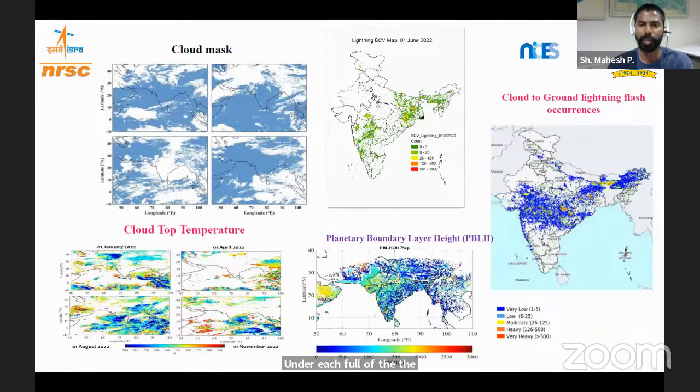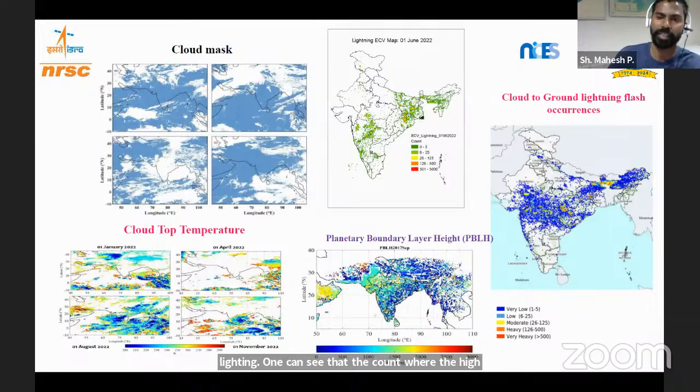This is the lightning map. It is a ground-based lightning map. One can see the count, where the high-prone areas are, where the maximum flashes are occurring on the ground. So it is monitored using the dense network of our lightning sensors established by ISRO across the country.